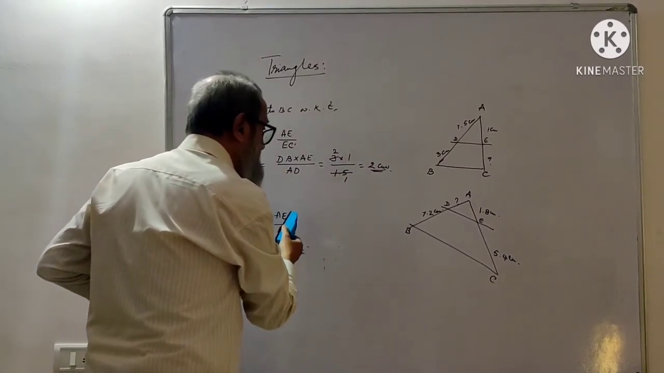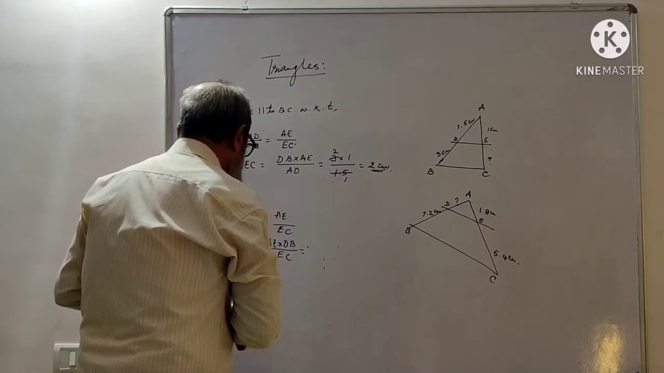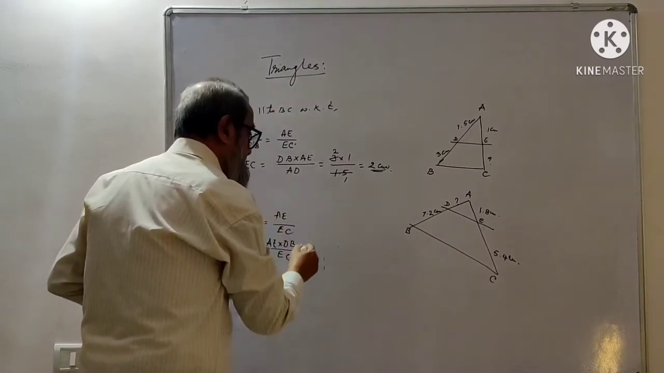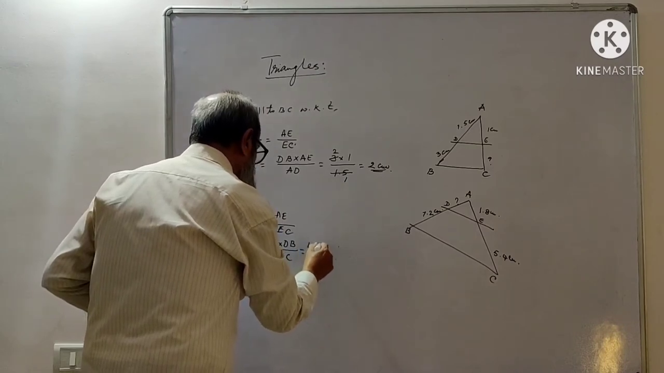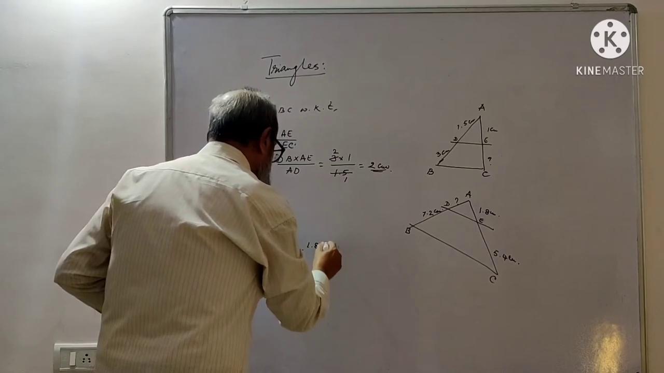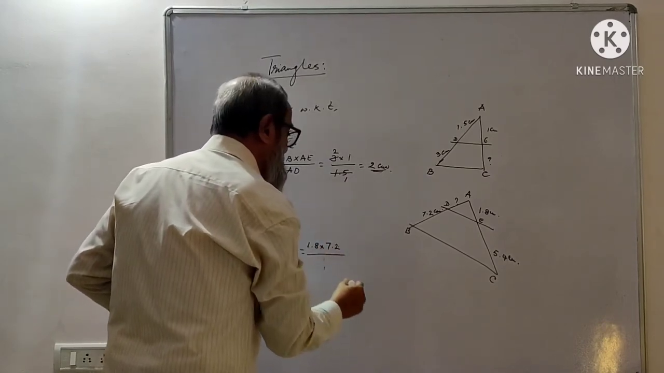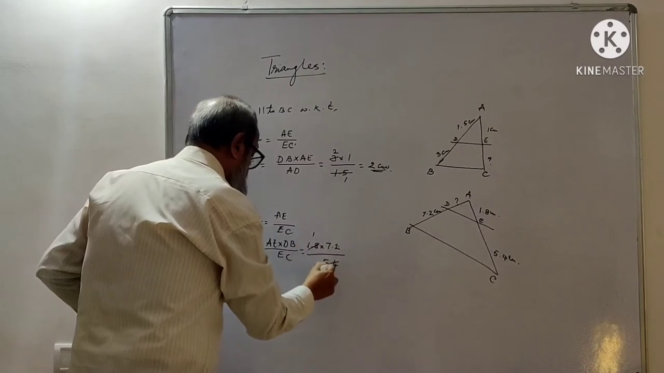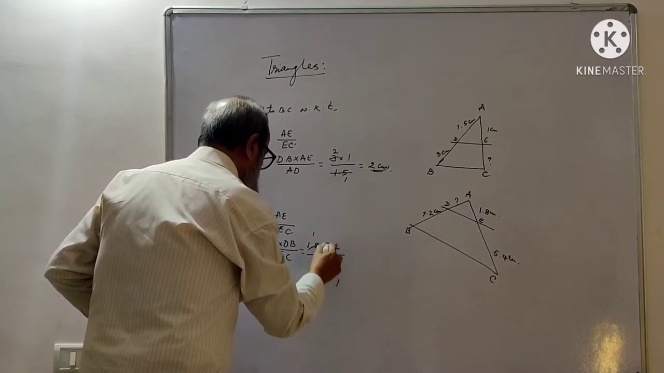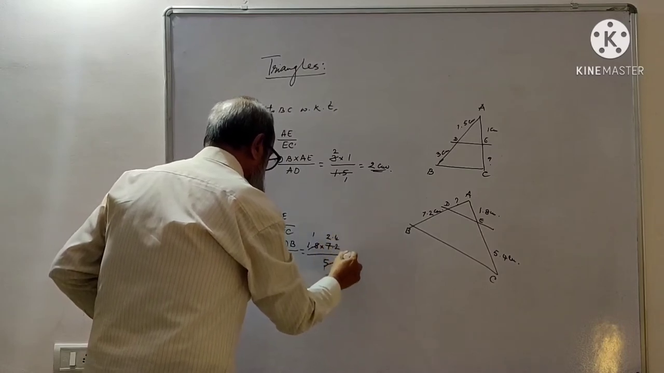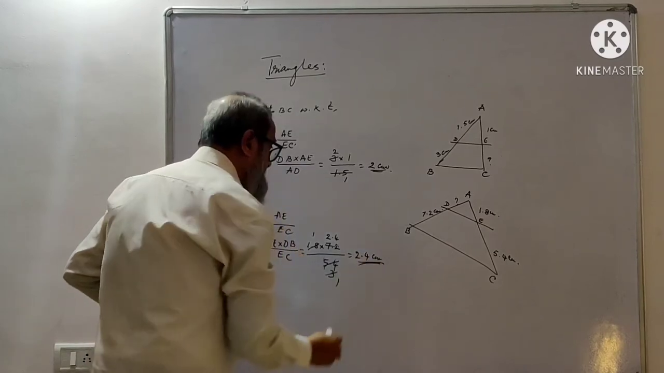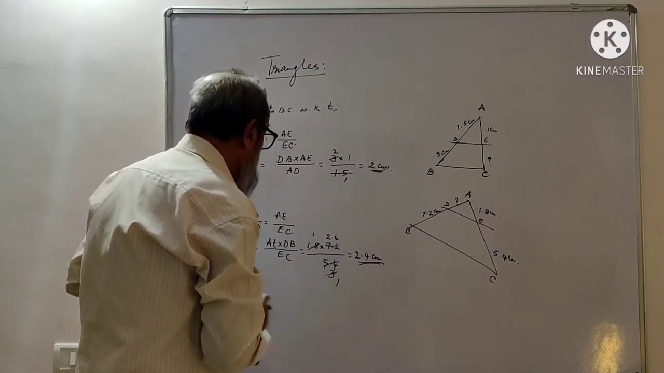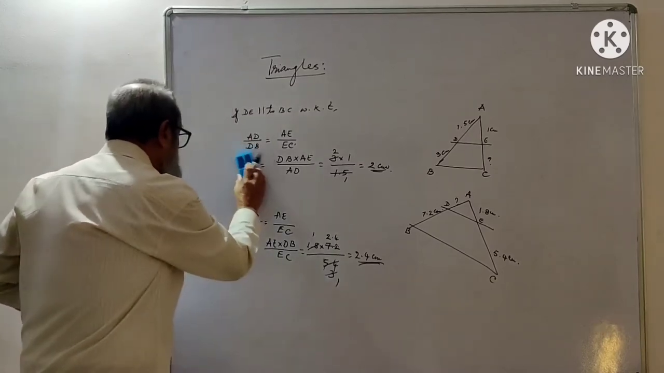AD by DB is equal to AE by EC, correct? AE into DB. So AE is 1.8 into DB is 7.2 divided by EC is 5.4. 18 ones are, 18 threes are, 3 ones are, this will be 3 twos are, 2.4, so AD will be 2.4 centimeters, right. Then we'll do some more problems. These are two similar problems.